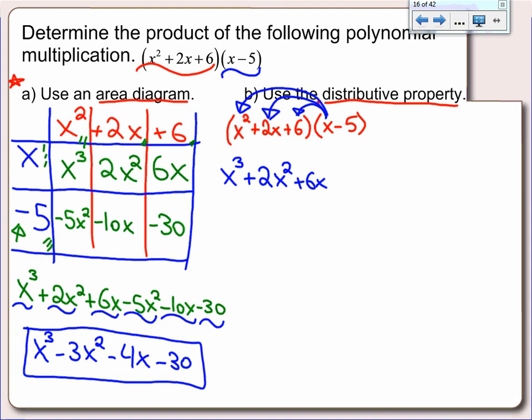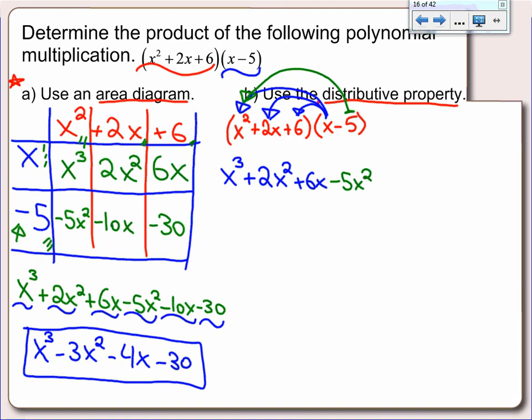Now we're going to take the next thing in our polynomial. So we started by taking x's. Now we're going to take the negative 5, and we're going to distribute it in. So negative 5 times x squared gives me negative 5x squared. I'm just multiplying those together.